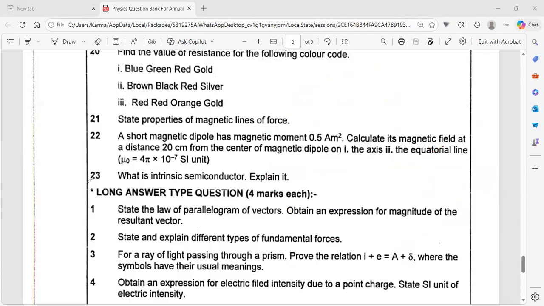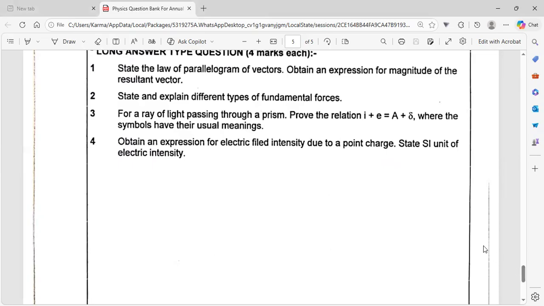The law of parallelogram of addition of vectors. Obtain the magnitude and the resultant of the vector. Everyone knows that. State and explain the different types of fundamental force: gravitational force, nuclear force, and electromagnetic force. Complete all this before going. Refractive index also. Obtain the expression for the electric field intensity due to the point charge.